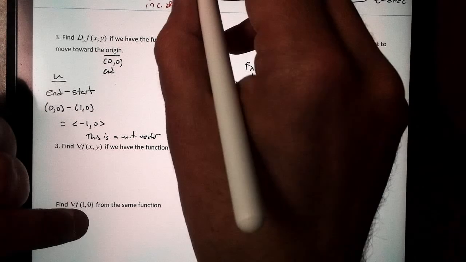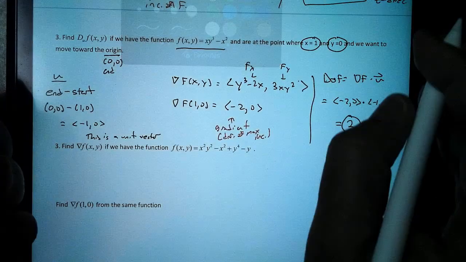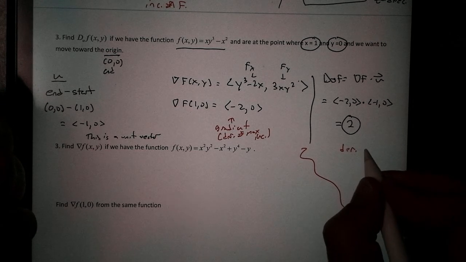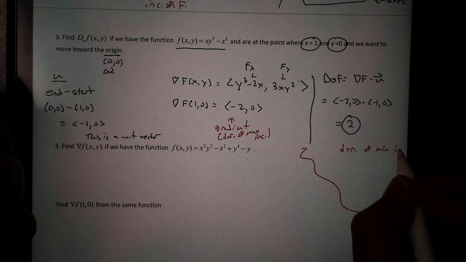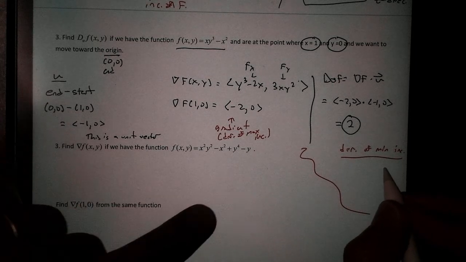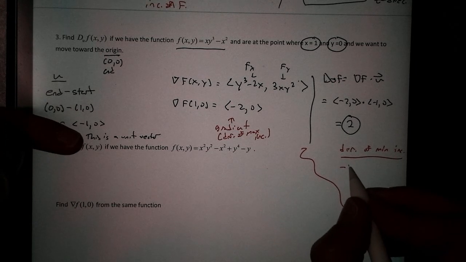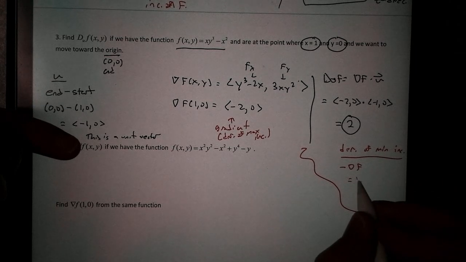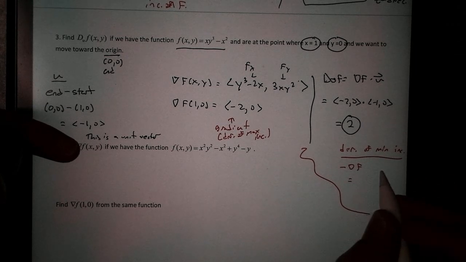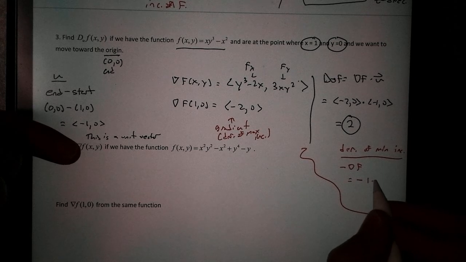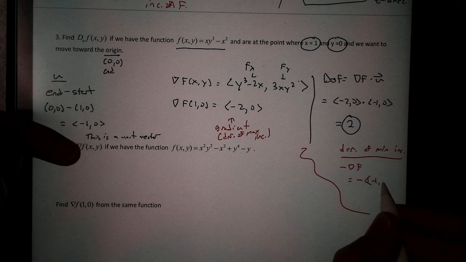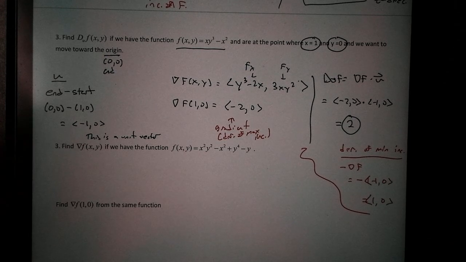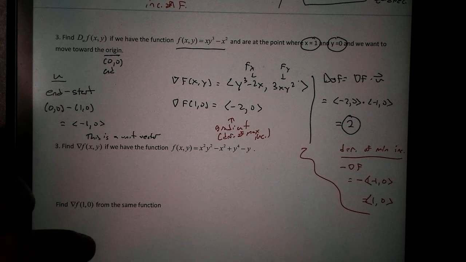Oh, here's a free question. What would be the direction of minimum increase? Well, our rule says that's just negative del f. So it would be (-1, 0), or rather (1, 0). It's the opposite direction. All right, that was for free.